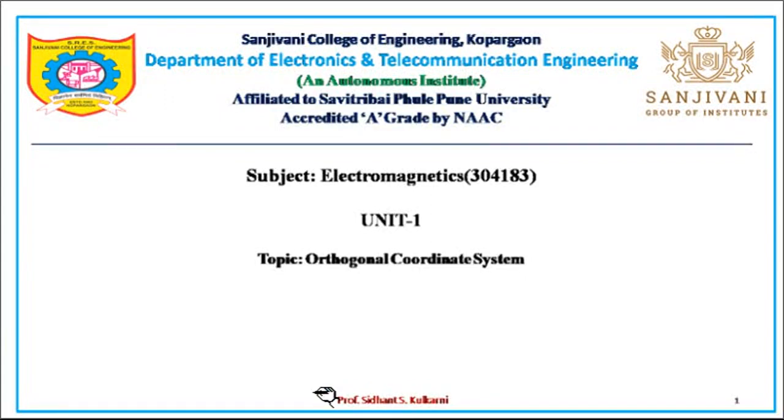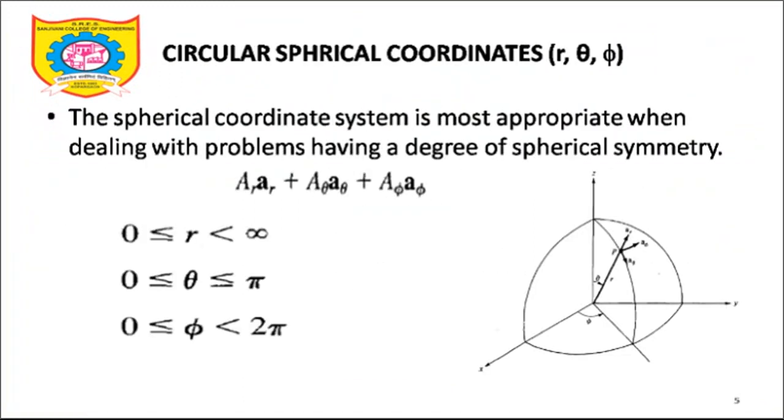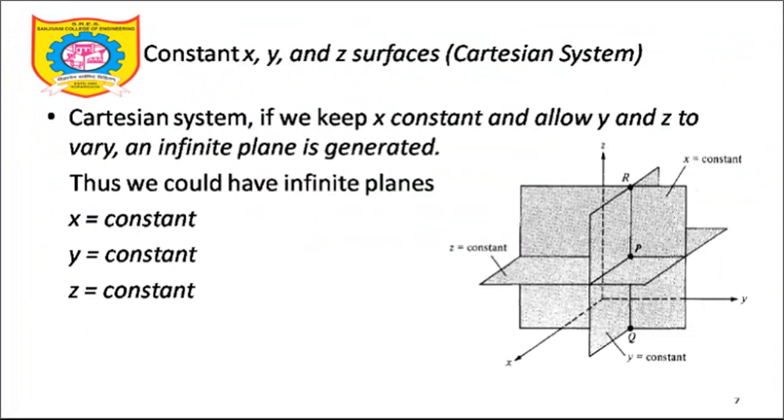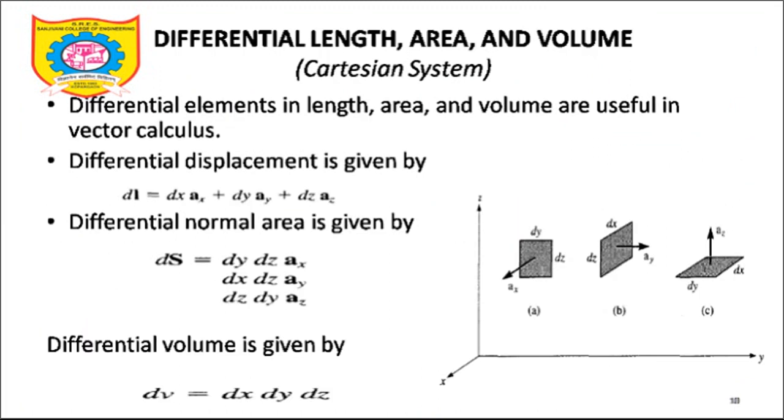Welcome back, friends. In the last lecture we were discussing coordinate geometry. We have gone through the representation of lines and surfaces in the Cartesian coordinate system, and how many surfaces that coordinate system has. We have gone through all the details. Today we will discuss the coordinate geometry concepts related to differential length, volume and surfaces in the remaining two coordinate systems. In the last lecture we talked about the Cartesian coordinate system.